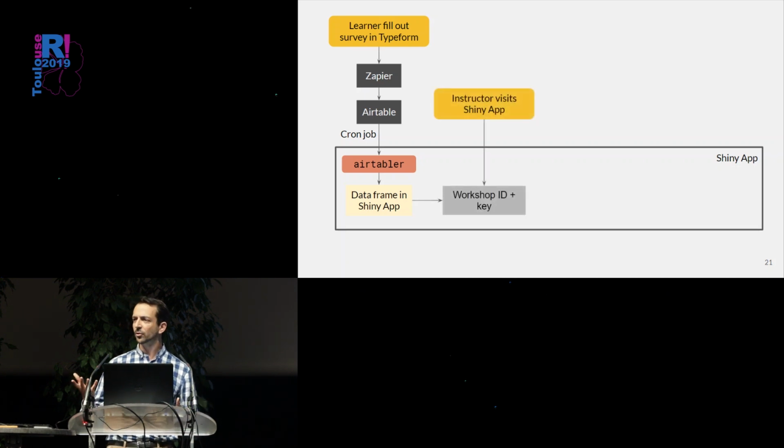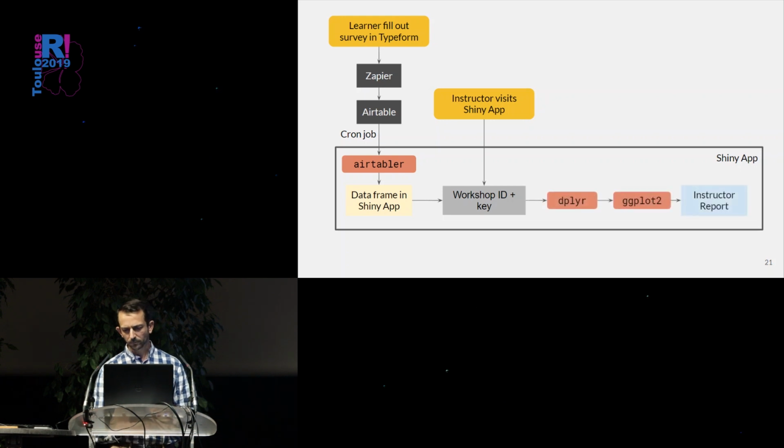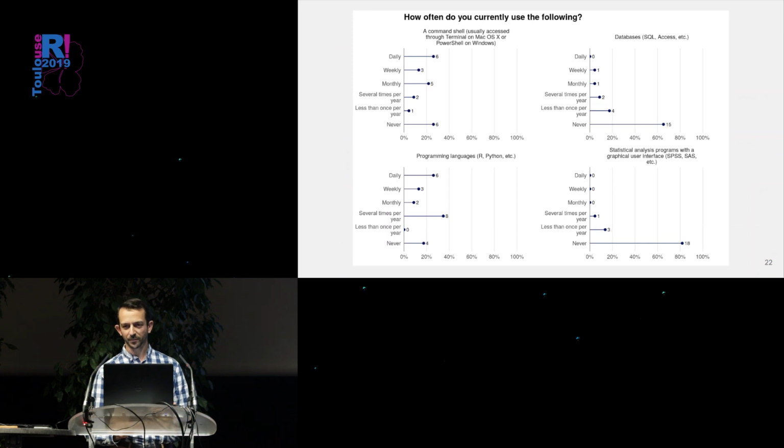And then when the instructor visits the Shiny app, it provides in the URL the identifier of the workshop and a specific hash that we generate for them. And with this combination of the two, we can retrieve only the data for the workshop. Then we use dplyr and ggplot to generate the report. And again, it's a Docker container that runs on DigitalOcean. In the end, on the Shiny app, that's the kind of information we would get. A nice summary, easy to read, so the instructor can get insight into who their learners are going to be.